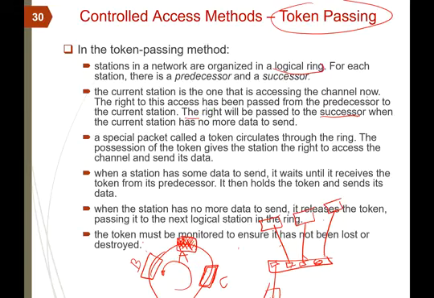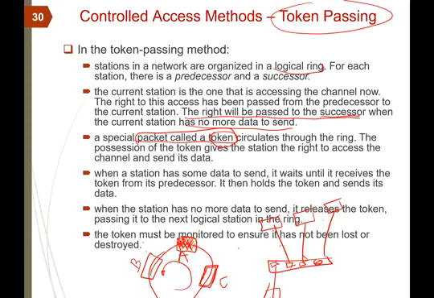So this right will be passed to the successor when the current station has no more data to send. The successor is B. When you have no more data to send, pass the right. How you pass the right is we have a special packet called a token. It's like something that gives you the authority to control the channel.